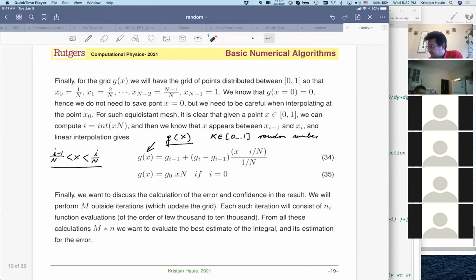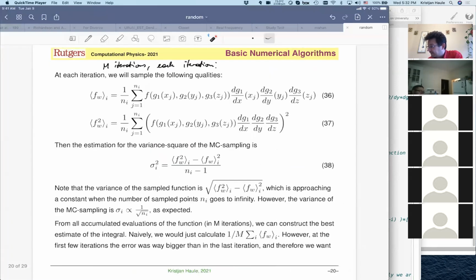Maybe there's a better formula somewhere. Yeah, I guess here. So the weight is going to be this 1 over n times the Jacobian: dg1 over dx, dg2 over dy, dg3 over dz, times 1 over n. So this is what we're going to call weight. And then we need to multiply this with function f in order to get the average f.